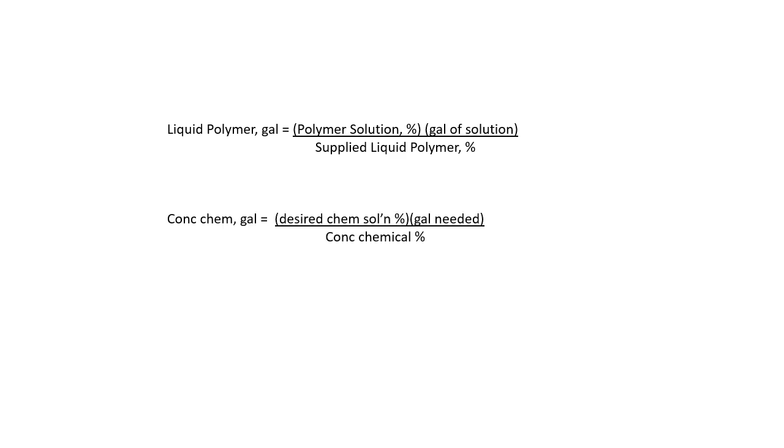I also wanted to show this formula written in a different way. The concentrated chemical in gallons is equal to the desired chemical solution percent times the gallons needed divided by the concentration of the chemical that you already have. The top one, the liquid polymer one, is from the state of Florida specific formula sheet. The concentrated chemical is just the same formula, just using different words. This is why I recommend that you get a copy of the formula sheet that your exam uses, because things may be worded differently on different formula sheets.